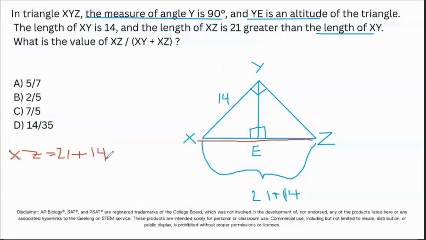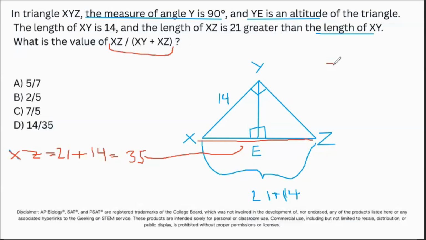I want to preface this video by saying I understand that I'm writing this out in long form. For the digital SAT, I completely understand you don't have time to do that. So feel free to chime in and plug it directly into Desmos to get your final answer of 35 for the length of XZ. Remember, they're asking you to find the value of XZ over XY plus XZ.